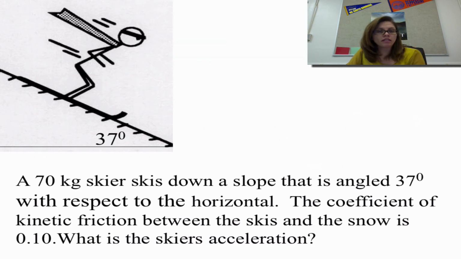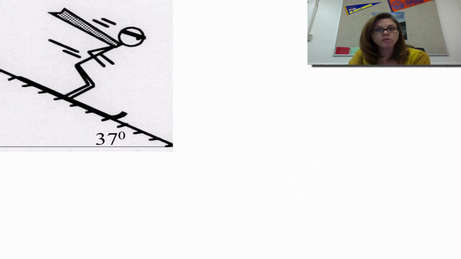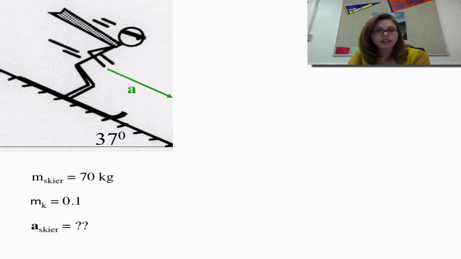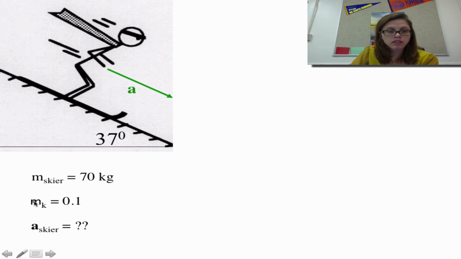Okay, so we saw this problem in class, but I'm going to go over it quickly in the video with you guys. A 70 kilogram skier skis down a slope that is angled at 37 degrees with respect to the horizontal. The coefficient of kinetic friction between the skis and the snow is 0.1. What is the skier's acceleration? So if we write down what we're given, this should say mu right here, not m, okay.